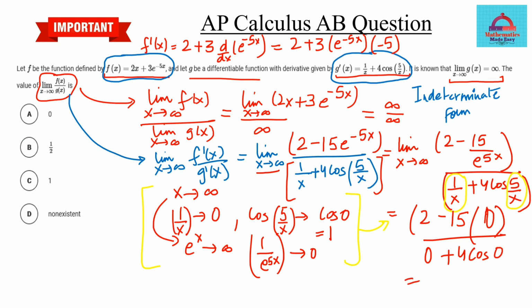Now I can simplify. This is 2, only 2 is left, this is gone, and this is cos 0, which is 1, so 2 over 4. So I can simplify and get my final answer as 1 by 2. So the answer for the question is going to be E. That's how you solve a very, very important question. I hope it is clear and understood by all my viewers.